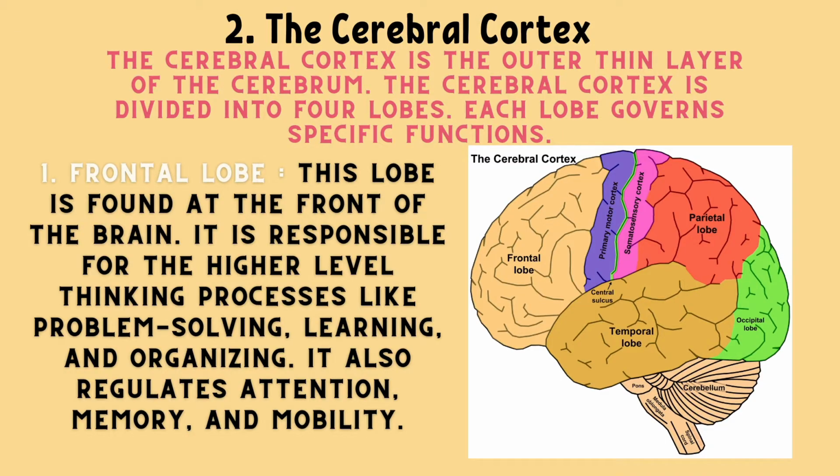The second part of the forebrain is called the cerebral cortex. It is the outer thin layer of the cerebrum. The cerebral cortex is divided into 4 lobes. Each lobe governs specific functions.